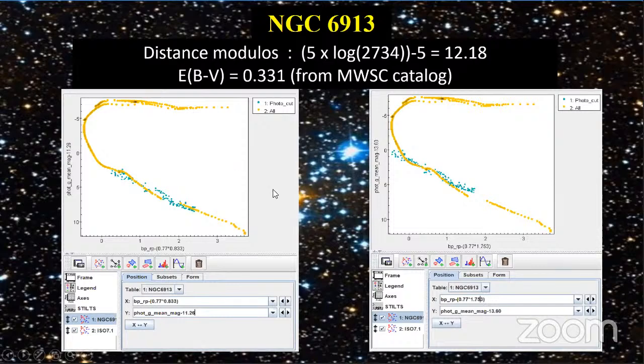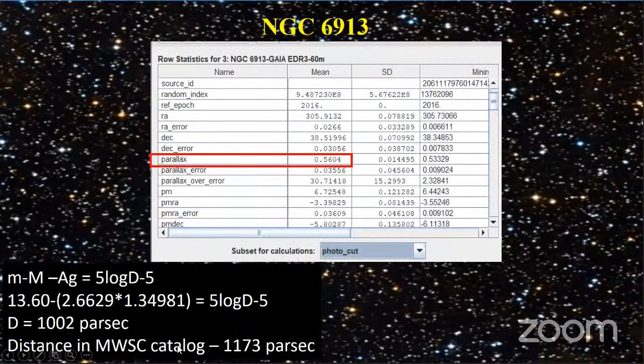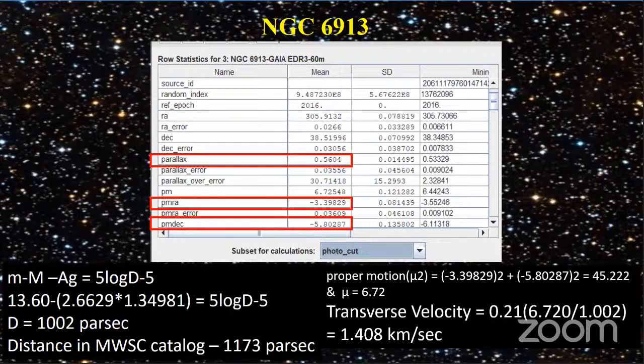Using those values, I calculated the distance, and in this case I found 1002 parsecs, and for comparison, the MWSC catalog distance is 1173 parsecs, which is again near about. Then using the mean proper motion in RA and proper motion in Dec, I calculated the proper motion, and then the transverse velocity using the same formula, which I found to be 1.408 kilometer per second. So these are all the things I have done yet. Thank you.